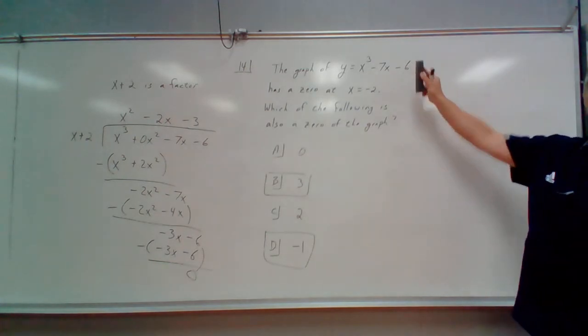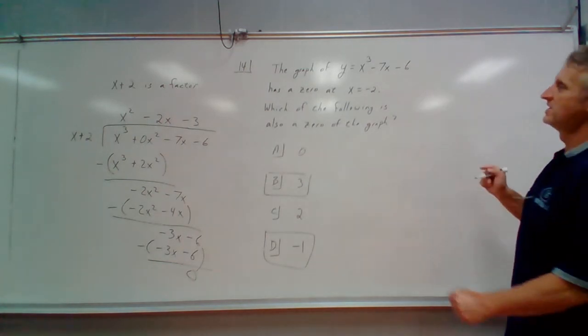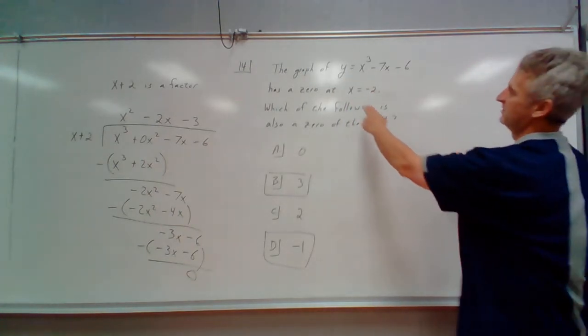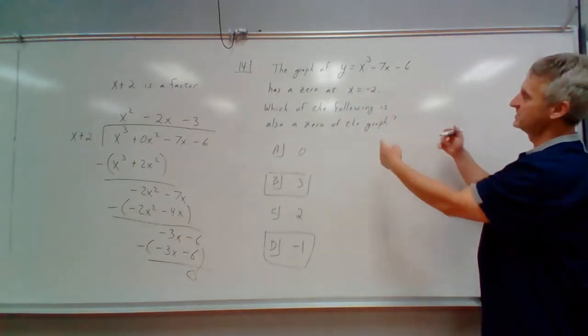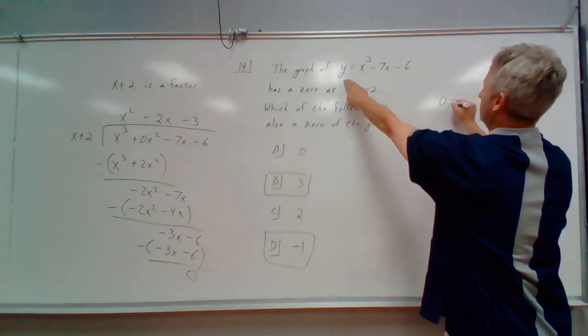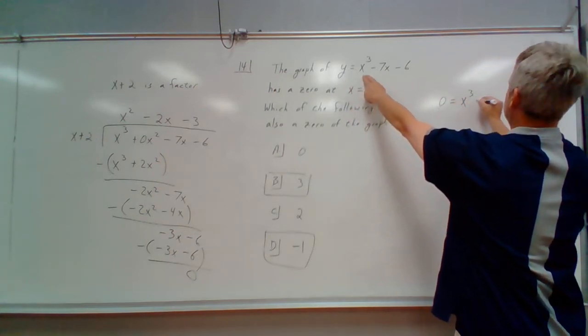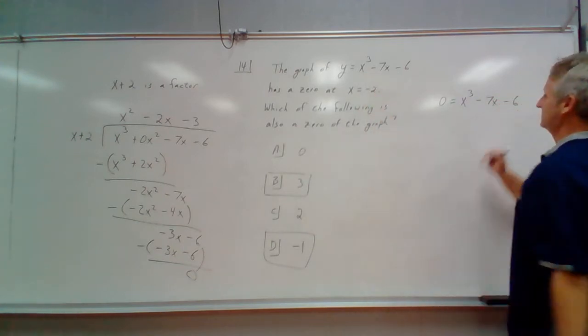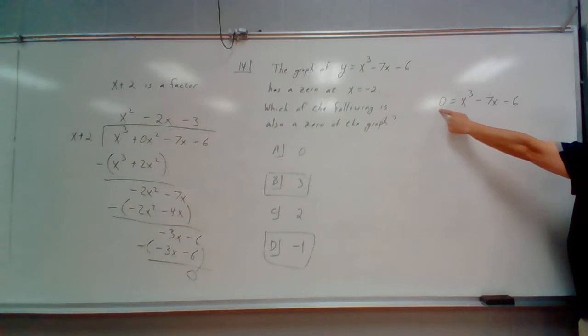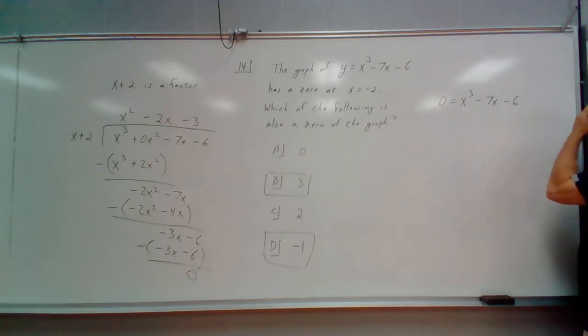So we want to find the roots of the graph, the zeros. Anytime you want to find the roots, it's very important to say it equals 0. That's what root means. You want to know, when does this equal 0? Where does it cross the x-axis? So 0 equals x to the third minus 7x minus 6. Anytime you're asked to find the zero or the root, this is what you're doing. You're setting it equal to 0 and solving.